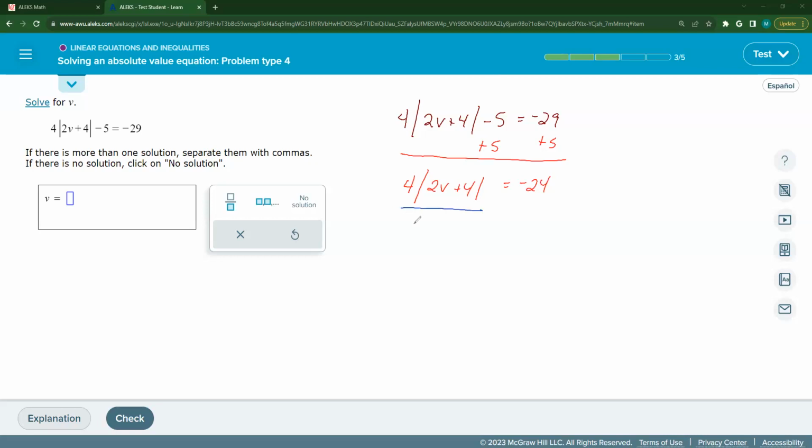Divide both sides by that 4, so I get the absolute value by itself. That will cancel with that, and divide by 4. So I have the absolute value of 2v plus 4 equals negative 6. Remember, this is spaces from 0. I can go in a negative direction. I can be at negative 6 on a number line, but I can't go a negative number of spaces. That is just not possible to do.